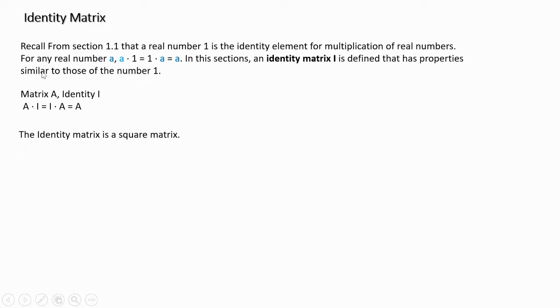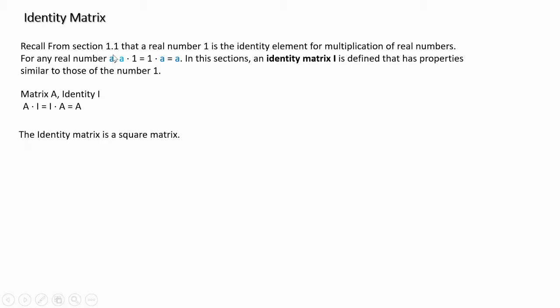Okay, now here, guys, because I was thinking, how can I explain the identity matrix? So I got this information from the book, from the section here. It says, recall from section 1.1 that a real number 1 is the identity element for multiplication of real numbers. Why is that? Because if you multiply anything times 1, right, it will be anything. For example, 5 times 1 is 5, or 1 times 5 is 5, right? Same thing.